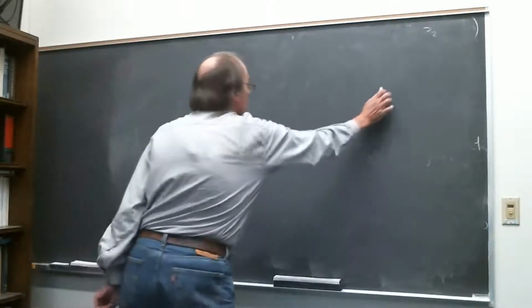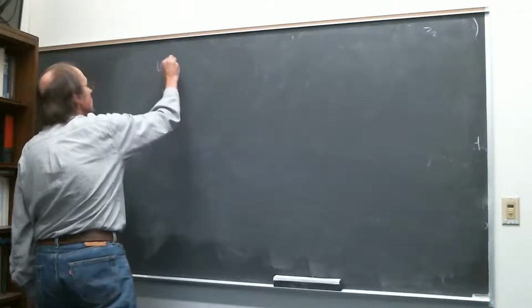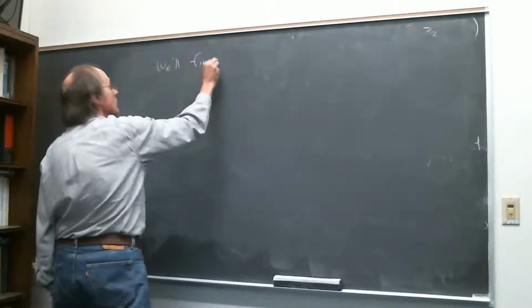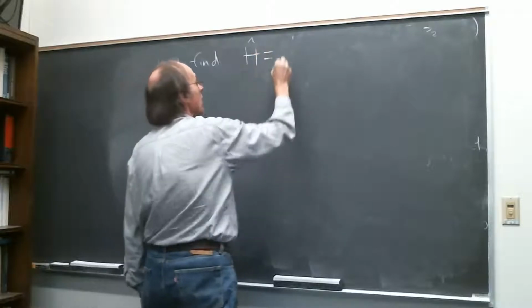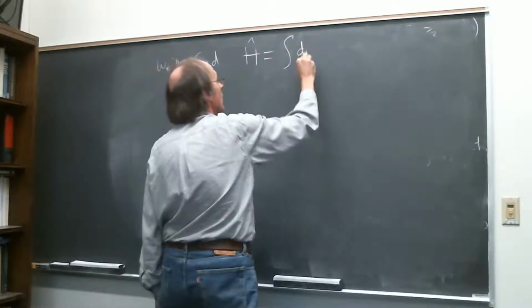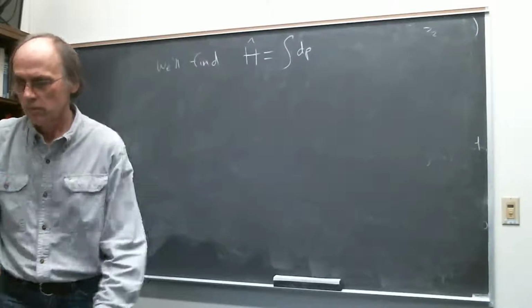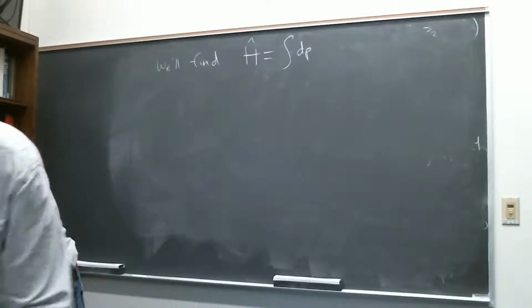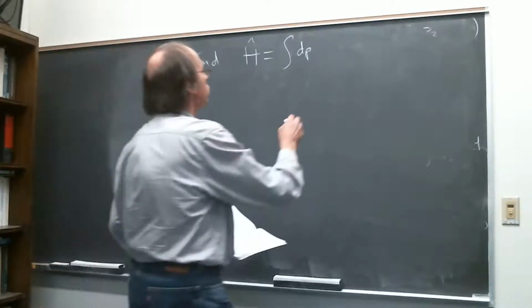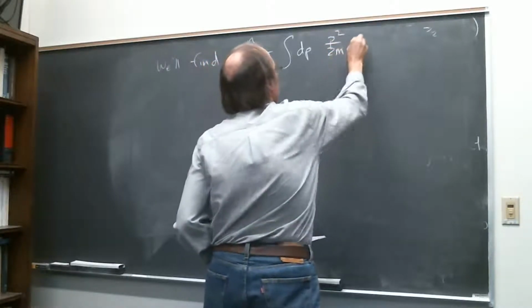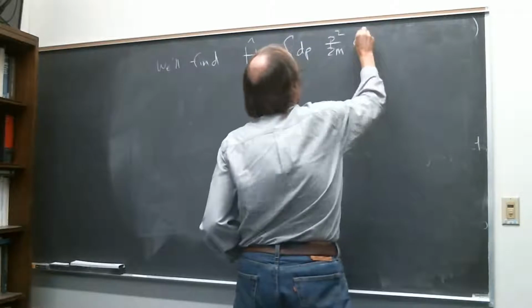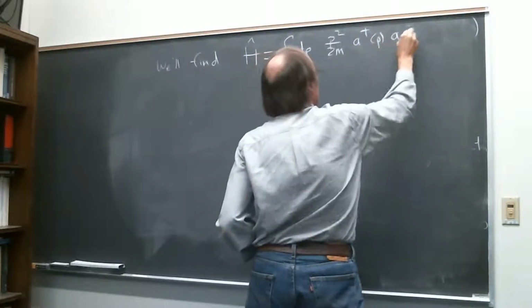So here we'll find H equal to the integral dp p squared over 2m a dagger of p, a of p.